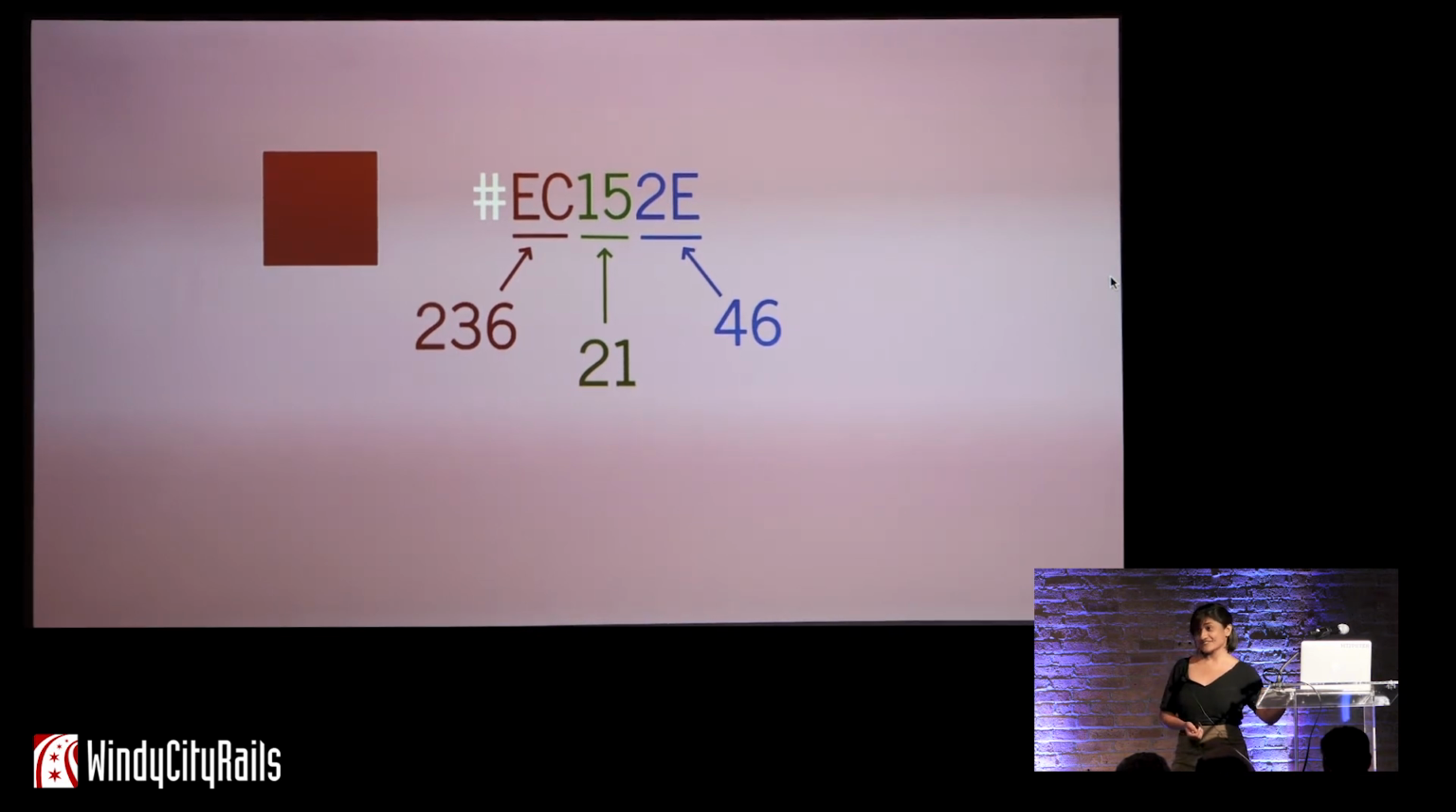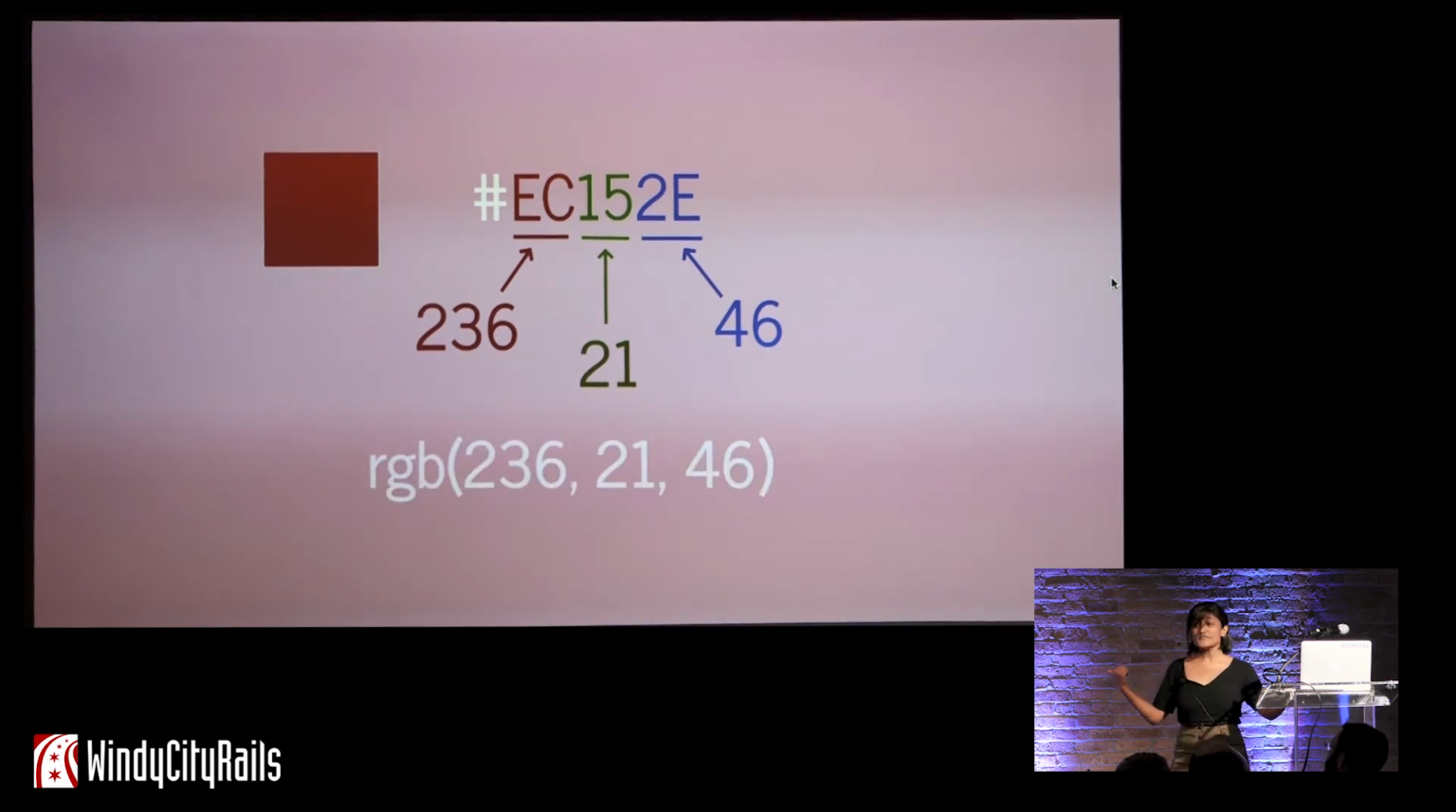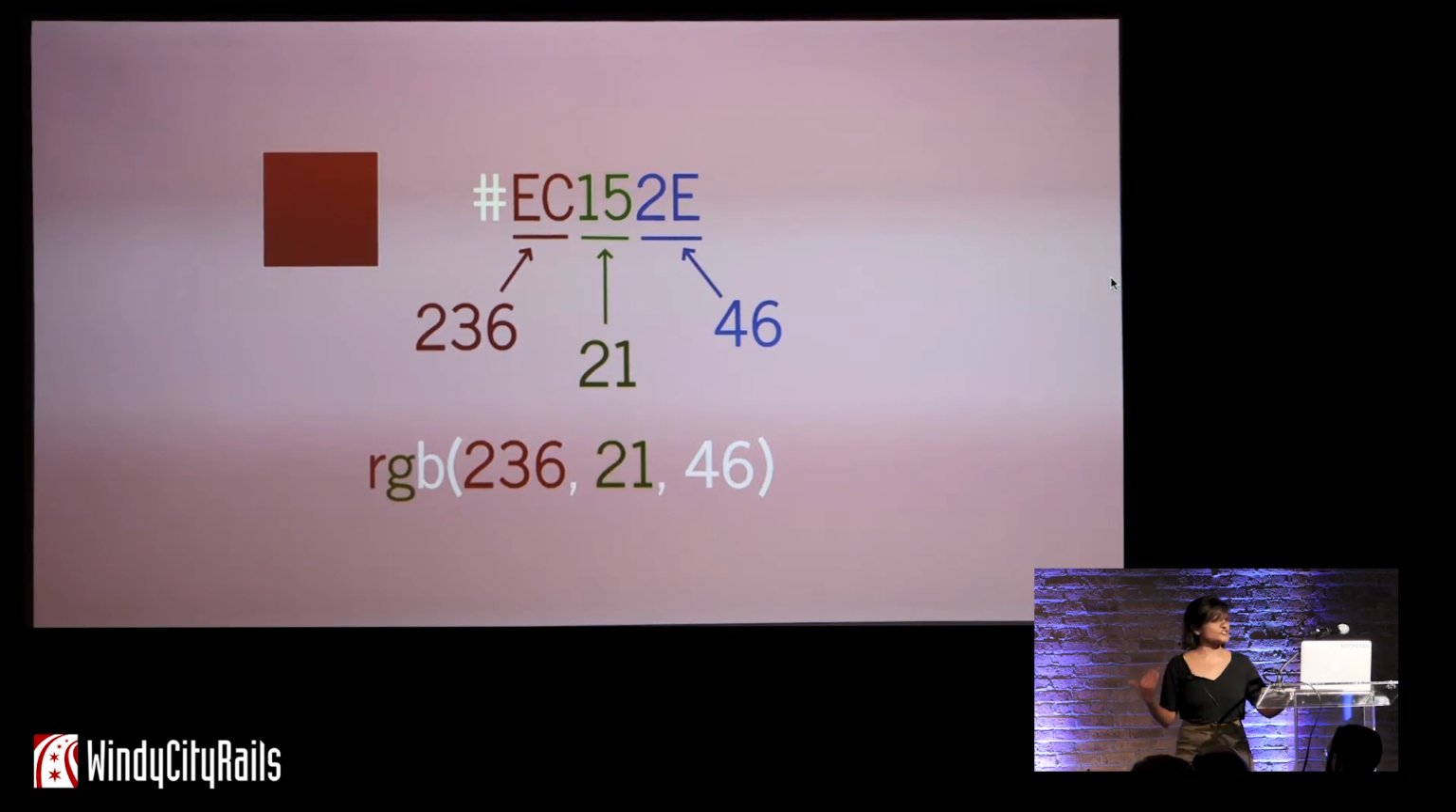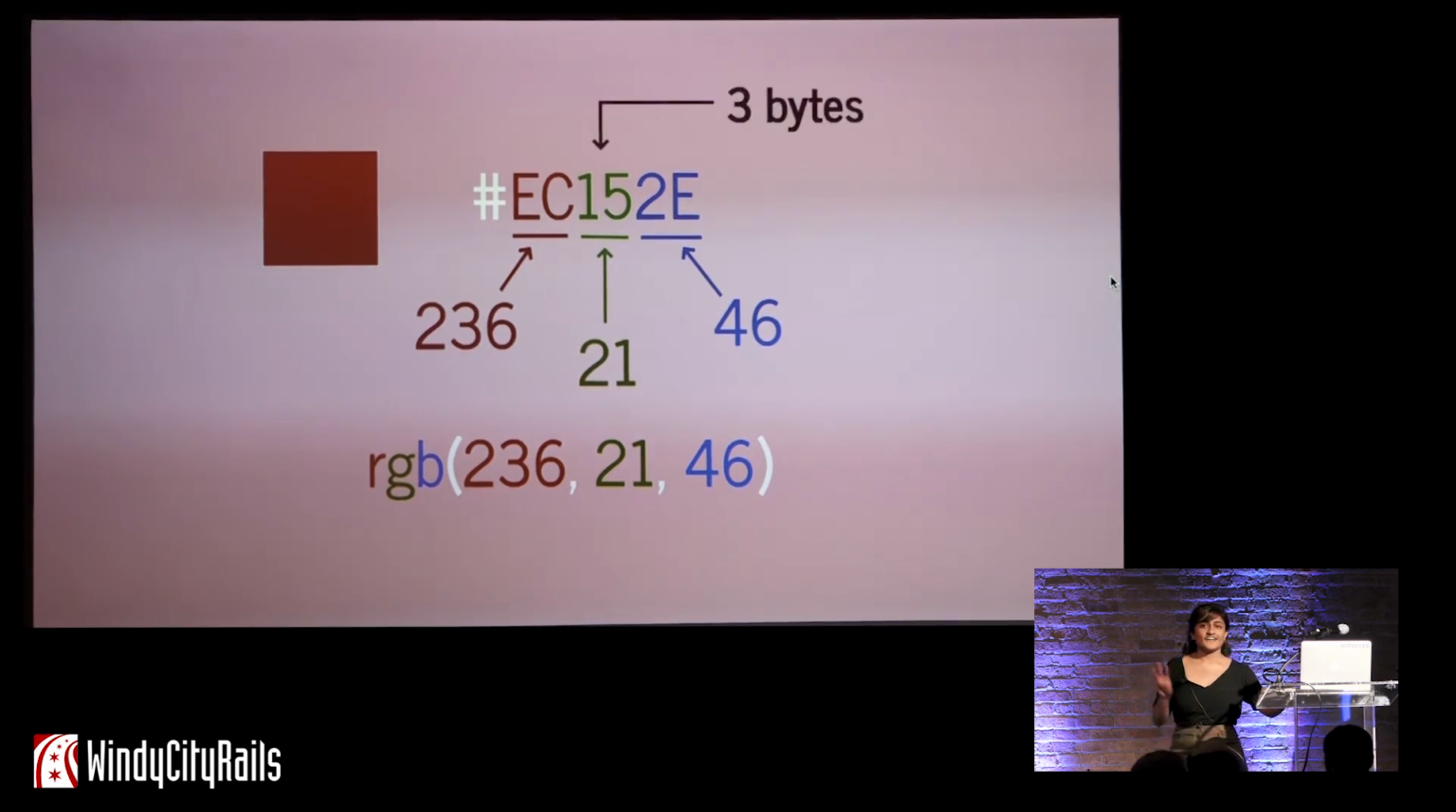Do these numbers look familiar? I hope so, because they are exactly what makes up RGB. We have EC is 236, 15 is 21, and 2E is 46, which is exactly how we wrote the same color using the RGB model. So, all of this in 3 bytes.